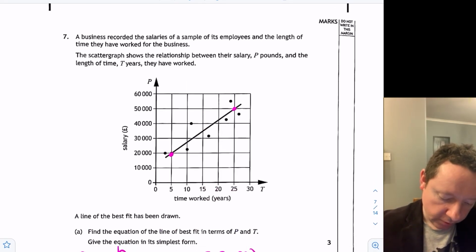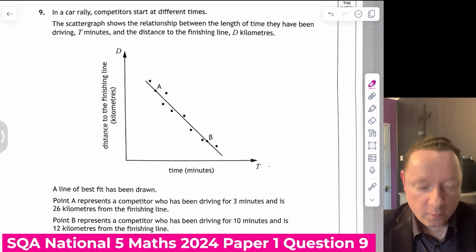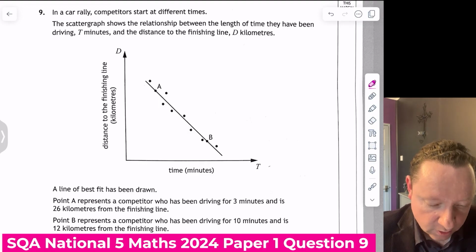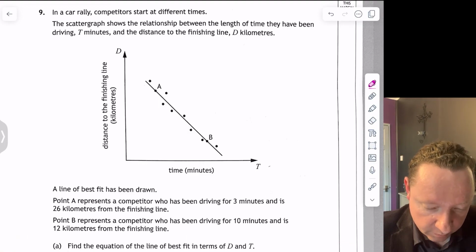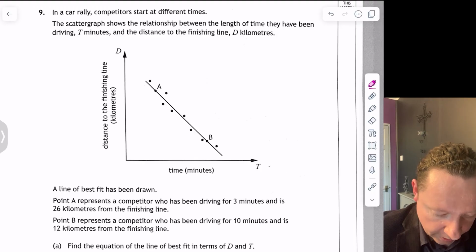Let's see if that agrees with the graph. That looks about right, so we're done. SQA National 5 Maths 2024, Paper 1, Question 9. In a car rally, competitors start at different times. The scatter graph shows the relationship between the length of time they have been driving in T minutes and the distance in kilometres to the finishing line. A line of best fit is drawn.